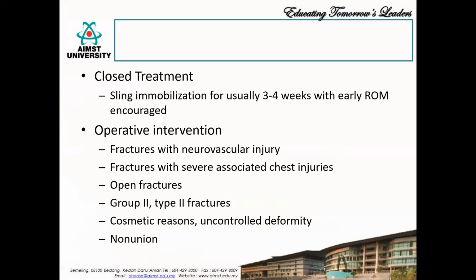Okay, so here a closed treatment. Closed treatment is without any surgeries. So just a sling immobilization is enough, because this will heal by itself if it is undisplaced. And then one more thing is, it doesn't take a longer period also. Just 3 to 4 weeks, not like other types of fractures. Just 3 to 4 weeks with early range of motion.